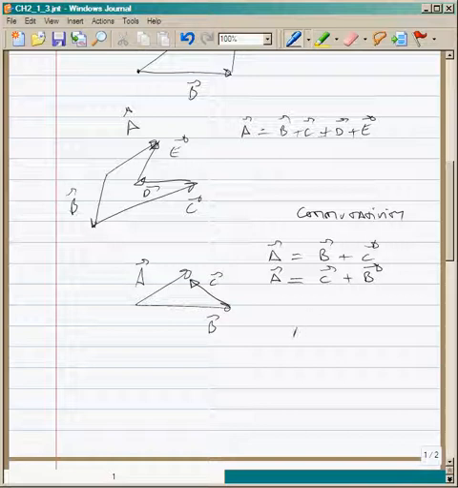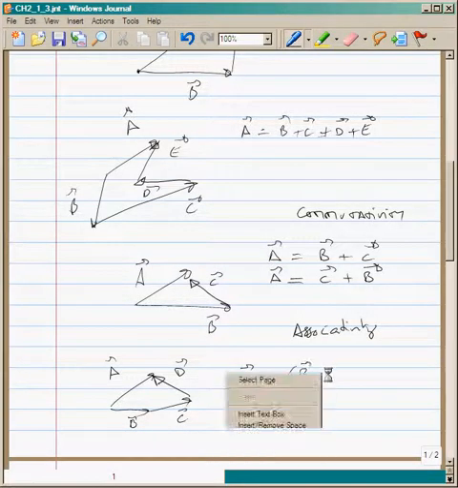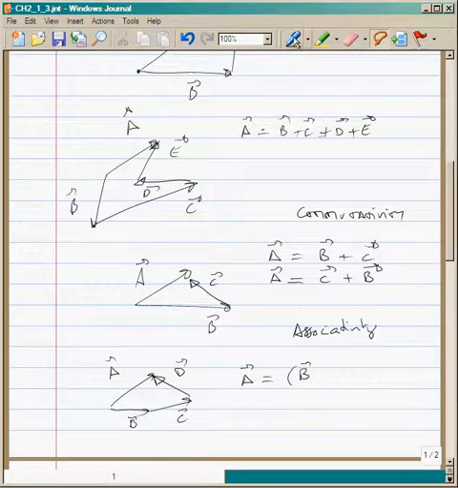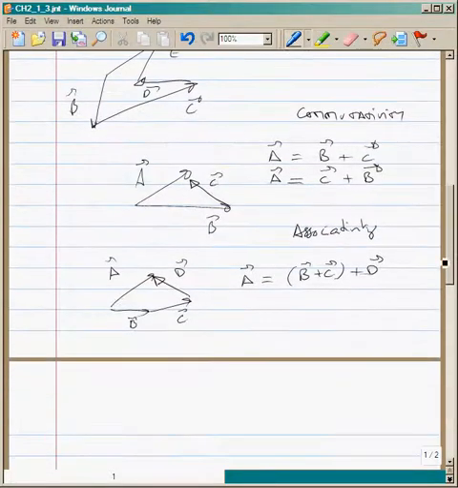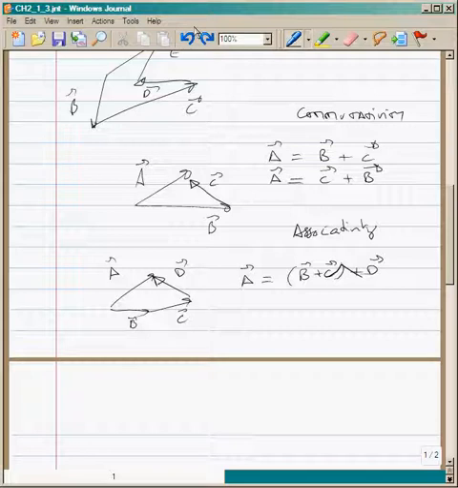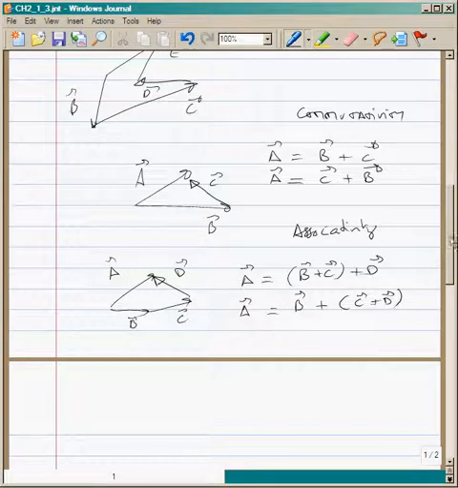You can use the associativity rule. So if you have a vector which can be decomposed into three, say vector A is equal to vector B plus vector C plus vector D, you can write it as A is equal to B plus C, plus D, or vector A is equal to vector B plus C plus D. It doesn't make any difference.